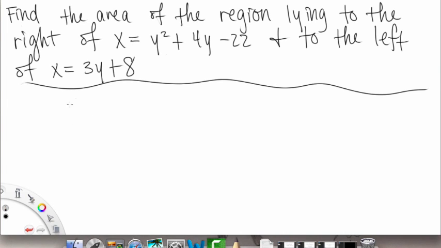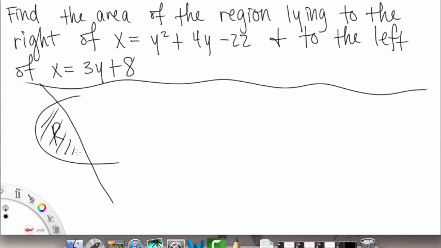Let's say we have two graphs. One looks like this, and another one looks kind of like that. So here's our region. We'll call it region R. And this region lies to the right of some graph. So this region's here, and it is to the right of this curved graph there.